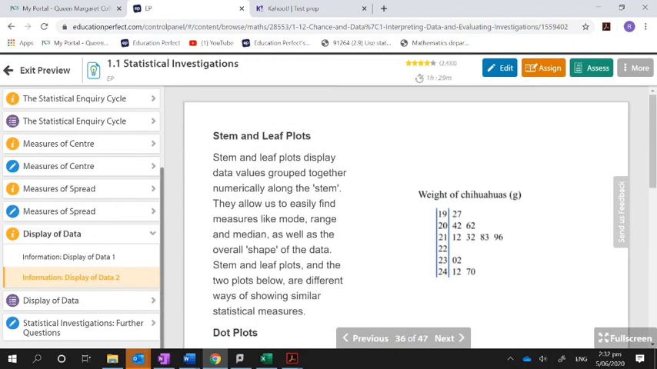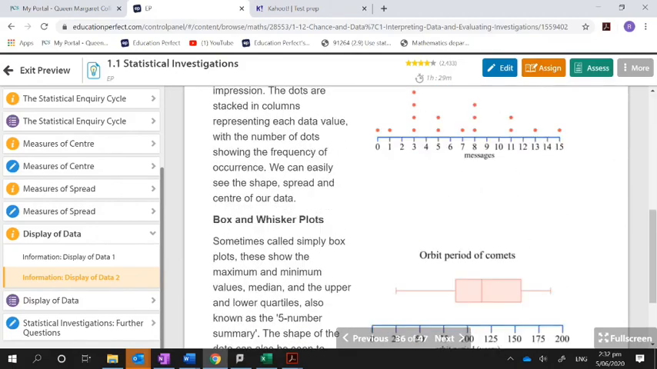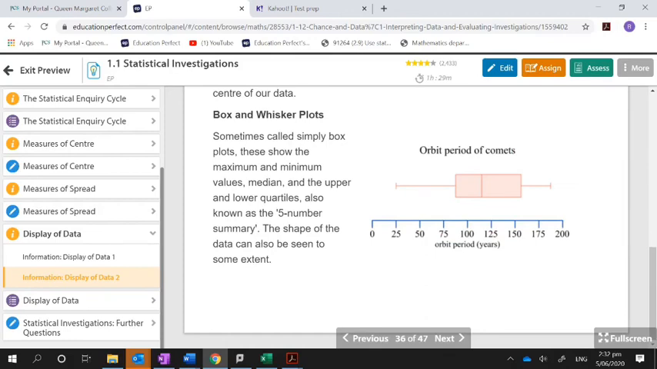Stem and leaf is where they just give you a stem. Notice it's 19, 20, 21, and so on, and then the leaves go off to tell you the rest. So this would be like 19.27 or something. We'll talk about them more. They're good at comparing numbers and seeing the spread of data. And then finally, box and whisker we talked about.